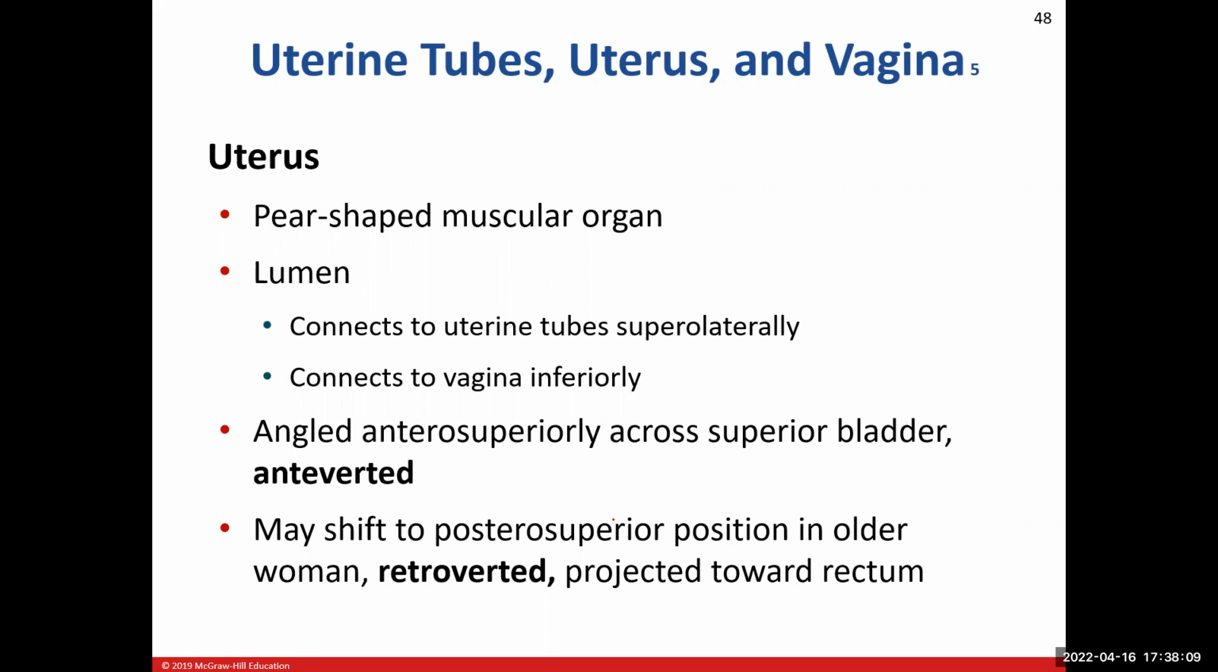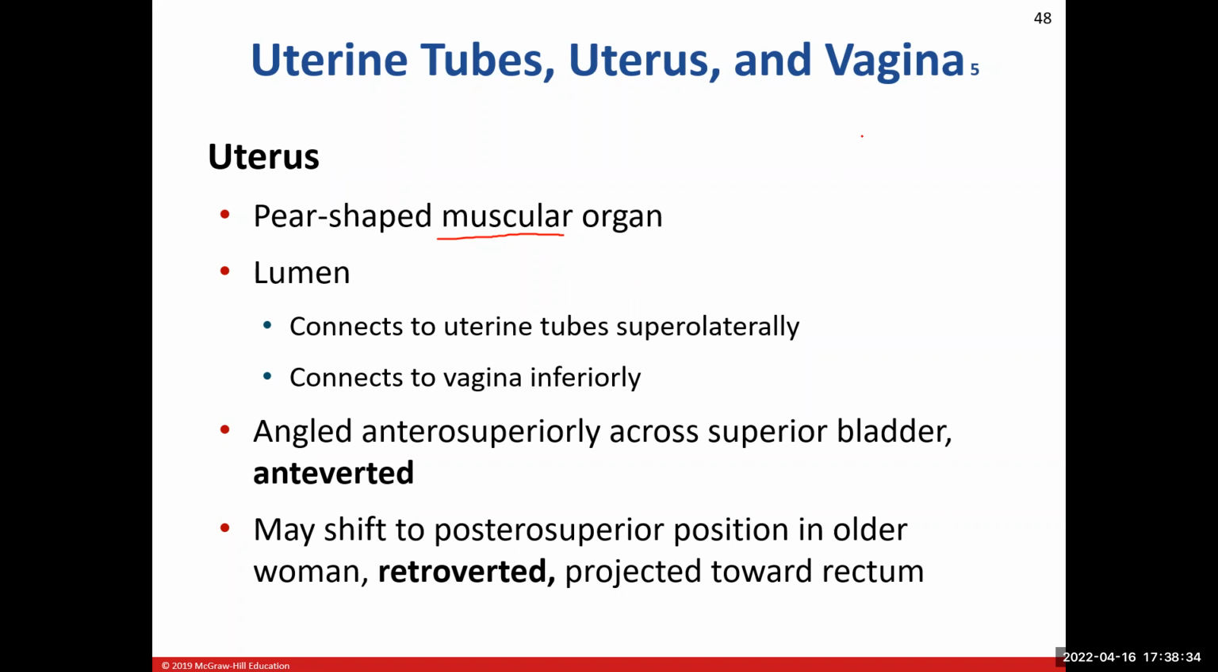So let's get into the uterus here. Literally it is a pear-shaped muscular organ. It's upside down pear-shaped, right? And when we talk about it being a muscular organ, it's because you have a significant amount of smooth muscle, which will assist in the delivery process of the baby.